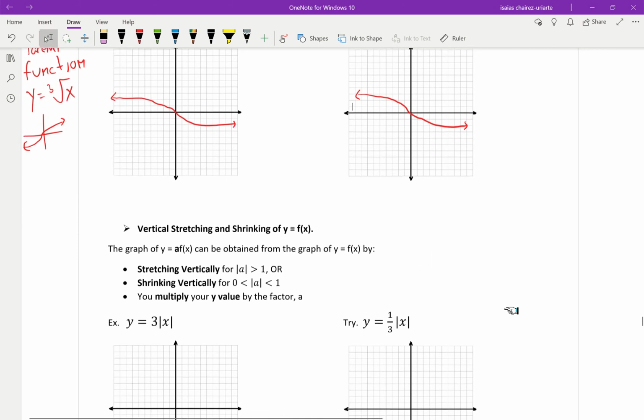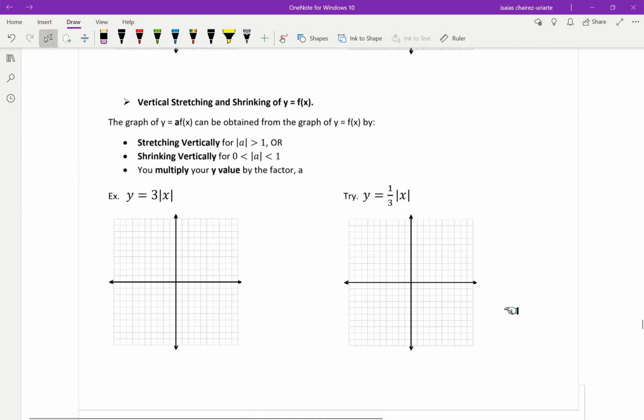Let's think about now the next transformation. Let's talk about vertical stretching and compression, or shrinking, whatever you want to call it. Vertical stretch and shrink. Right now we are stretching the graph vertically or compressing it vertically.